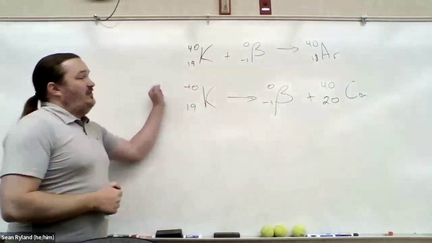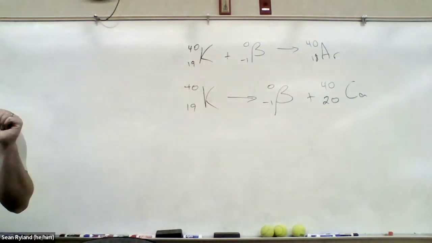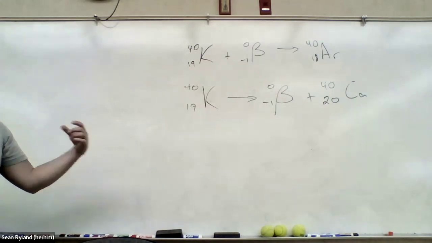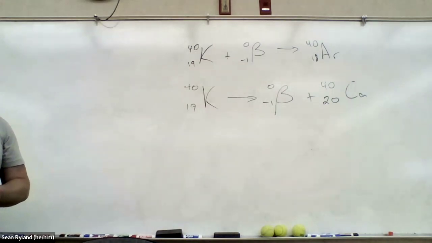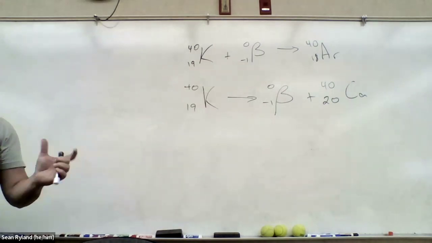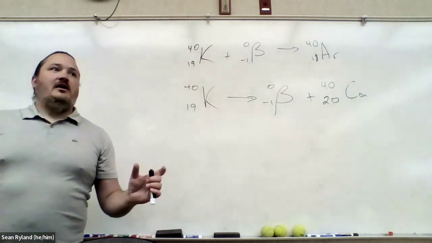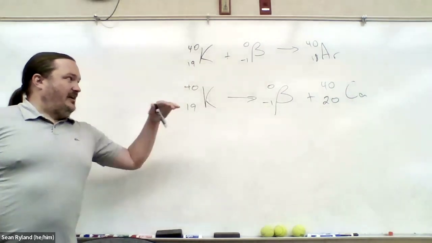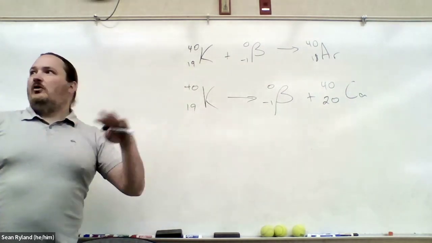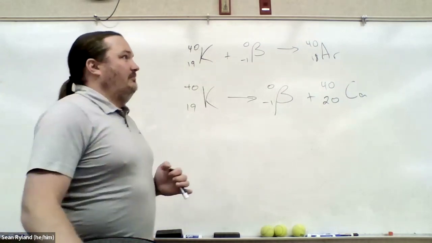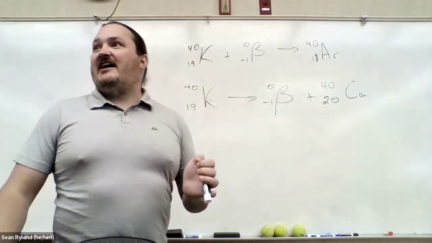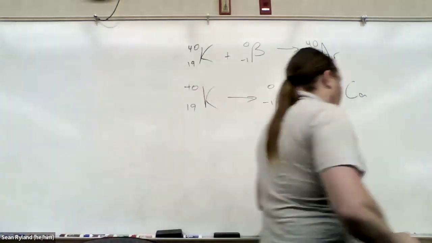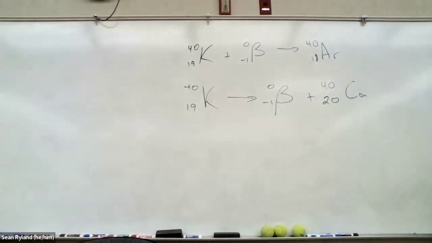Turns out both of these are really, really slow processes, slow enough that you can use it to verify our uranium lead dating scheme. So we're talking about it decaying on the order of 1 billion years for its half-life. So it's not decaying quickly, but it does decay.